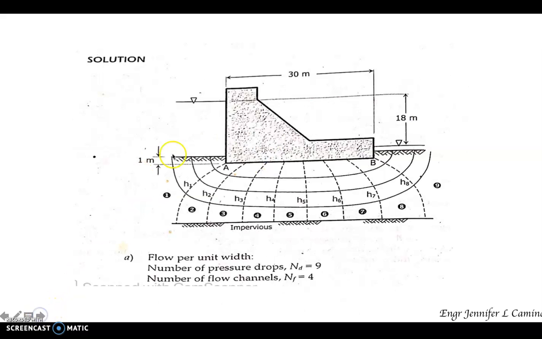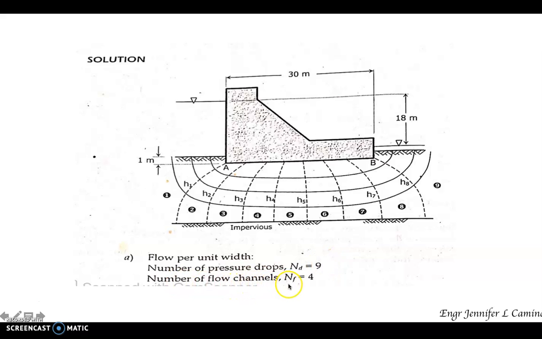So for this one, you're going to obtain first letter A, since you are going after the seepage. So let's find the value for ND. ND refers to the pressure drop. So you're going to count the number of spaces in between this line. So 1, 2, 3, 4, 5, 6, 7, 8, 9. So that is the number of ND, or pressure drops.